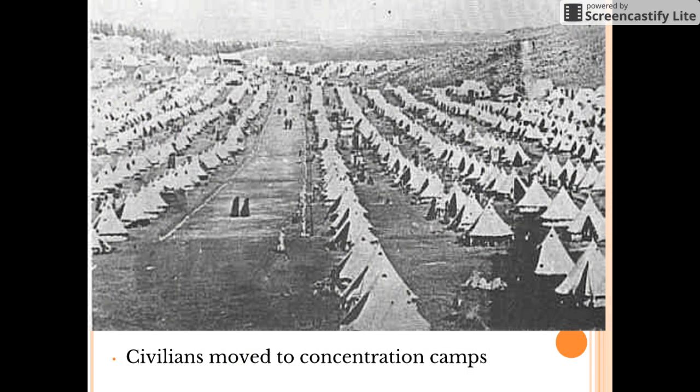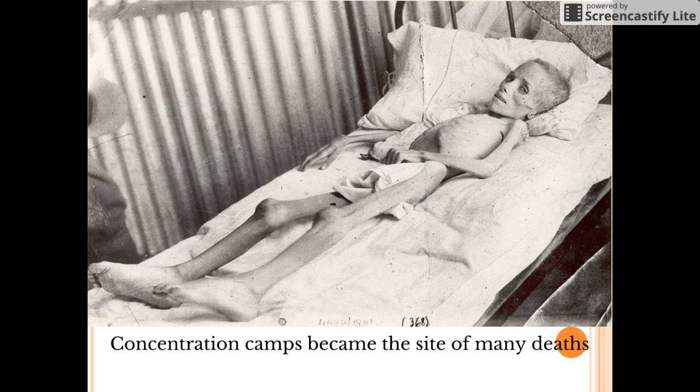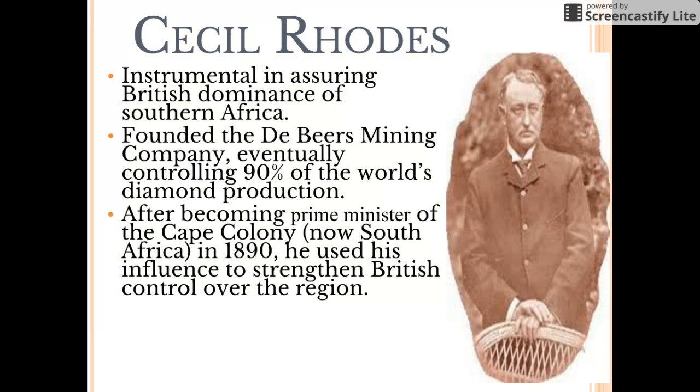So they were forced into concentration camps. There was a serious lack of food. Malnutrition really devastated the population, and it was the source of many of the innocent deaths in this war.